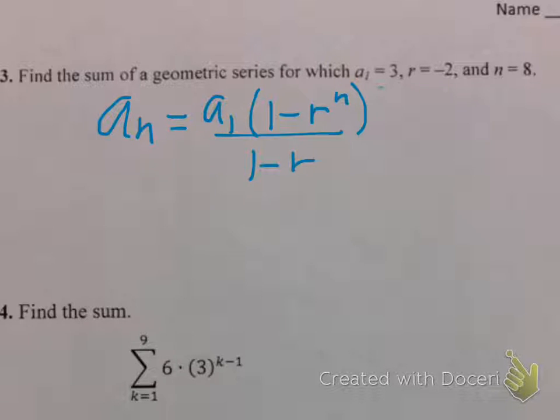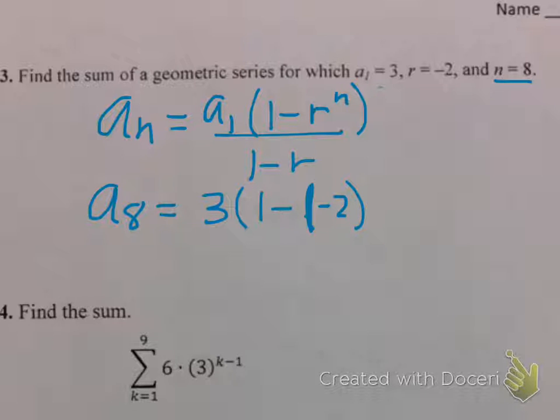They gave me my n value, so I know I'm going to find the sum of the first 8 numbers. I'm going to do that by taking my first term and plugging it into the formula. Where I have r, I'm going to put a set of parentheses for -2, raised to the 8th power, and then over 1 minus r.